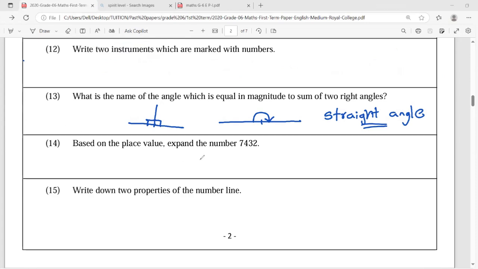Based on the place value, expand the number. So if you have to expand this on the place value, you can do just like this. It is 7,432. So you have thousands. How many thousands? There are 7,000. 7 into 1,000 plus 4 into 100 plus 3 into 10 plus 2 into 1. That means 7 thousands, 4 hundreds, 3 tens, and 2 ones. Right? This is how you have to expand if you get this kind of a question.